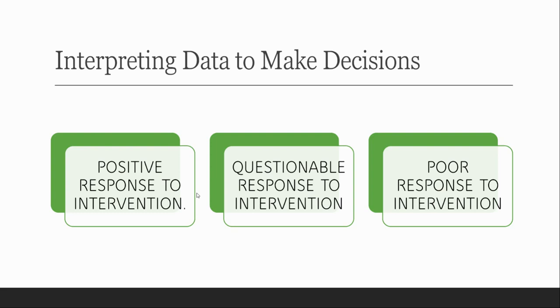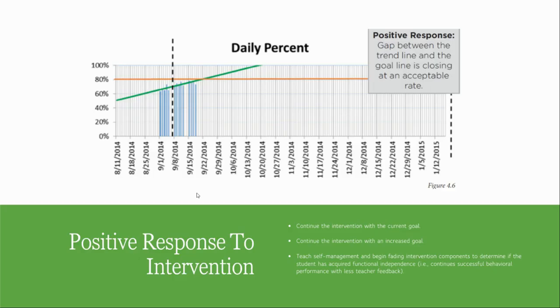The tier 2 team will make decisions that include continuing the intervention, intensifying the intervention, modifying the intervention, fading the intervention, or even returning to the problem solving phase to gather some additional information that may have been missed. In every case, decisions about the next phase of intervention should be made based on the interpretation of that student's data that they're collecting. So now let's go a little deeper into these responses to intervention.